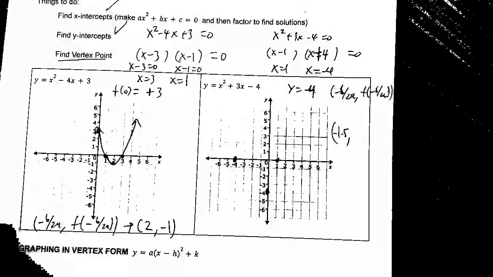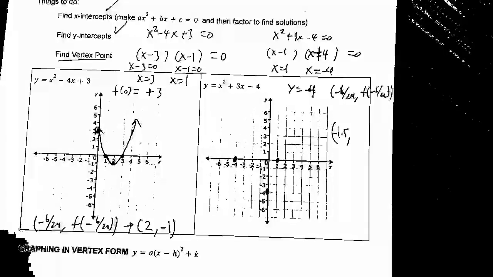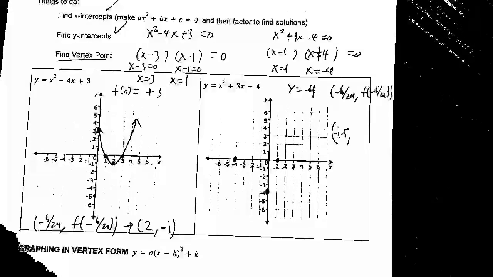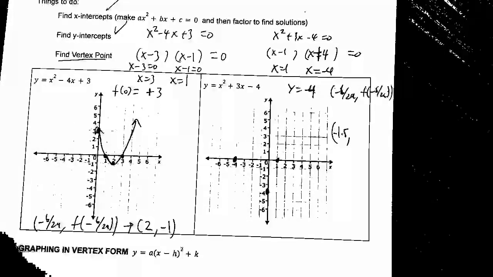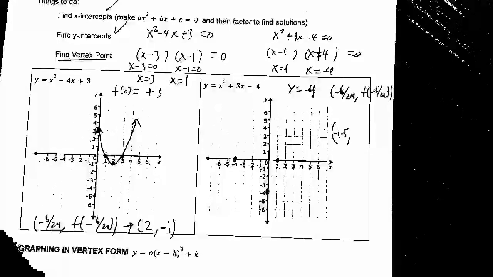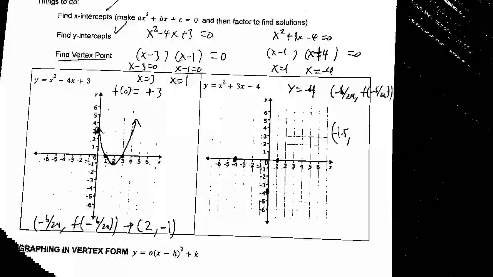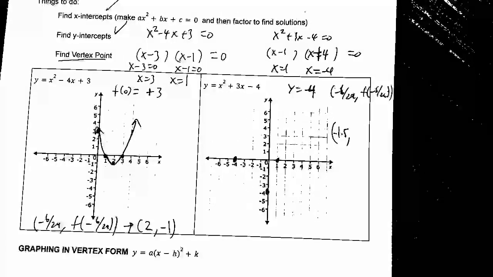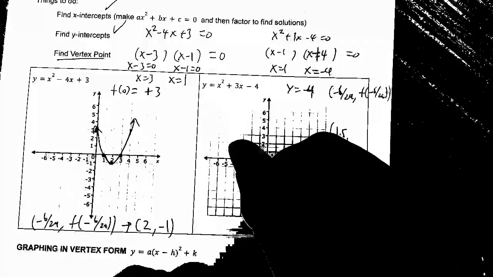So we're going to have 1.5 times 1.5. That's 2.25. And then it's going to be minus 3 times 1.5. 3 times 1.5 is 4.5. So it's minus 4.5. Then it's minus 4 again. So we're going to get negative 6.25. So it's right down here.